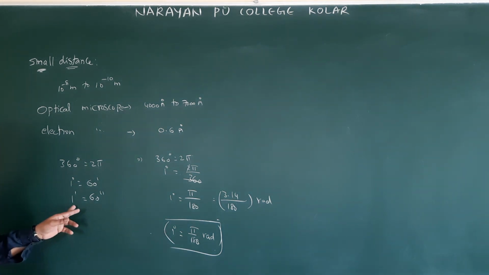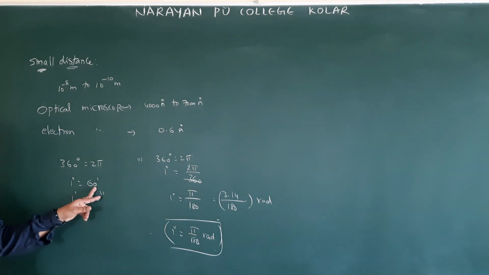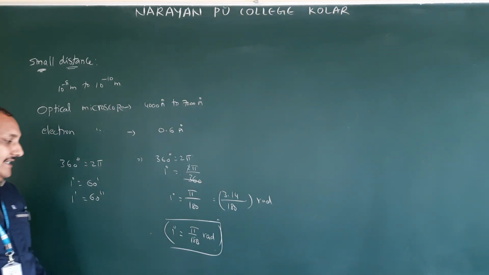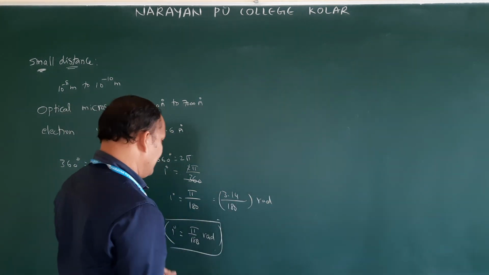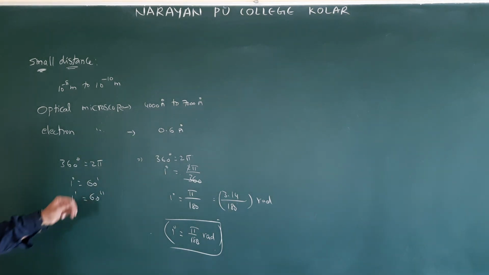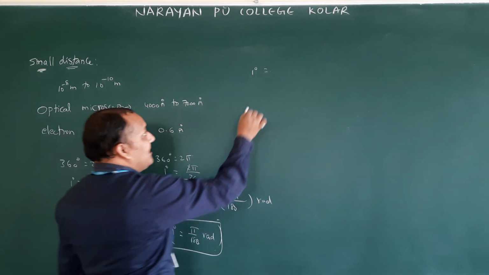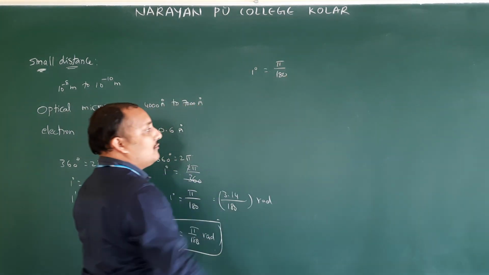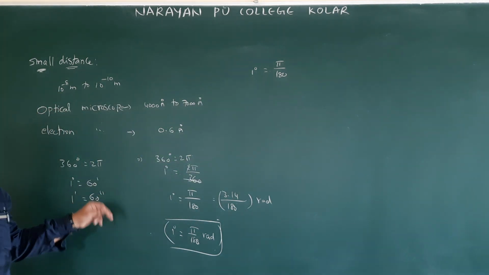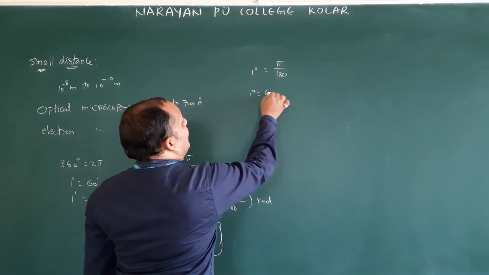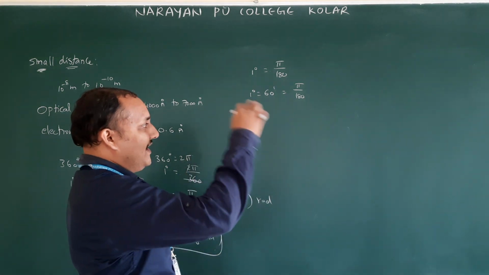Next, 1 minute value. How will we get 1 minute? So 1 degree is equal to how many minutes we said? 60 minutes, isn't it? Like 1 hour is equal to 60 minutes, like that, 1 degree is equal to 60 minutes we are saying. Now 1 degree value, how much did you get? Pi by 180. The minute symbol they will write like this. 1 degree equal to 60 minutes equal to pi by 180.